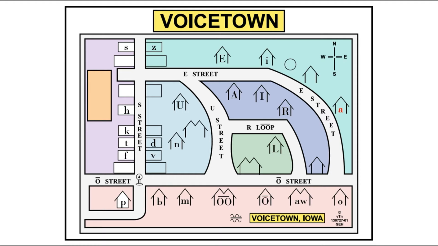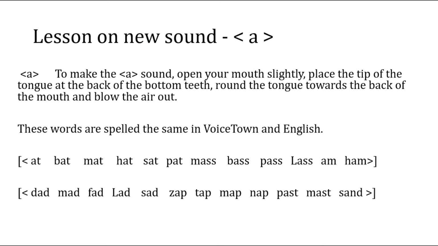It's really important to remember that in the English language, we give our vowels, when they're a capital letter and a small letter, different sounds. The capital letter A sounds like A in Voicetown, and the small letter a sounds like ah in Voicetown. To make the sound ah, you open your mouth slightly. Place the tip of the tongue at the back of the bottom teeth. Round the tongue towards the back of the mouth and blow the air out as you drop your lower jaw slightly.